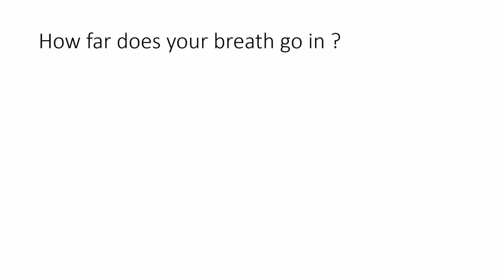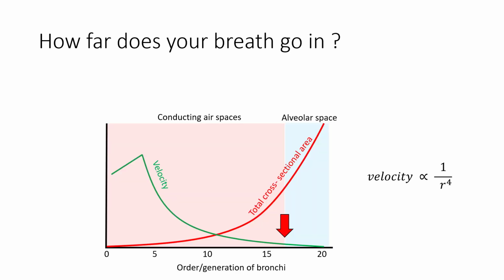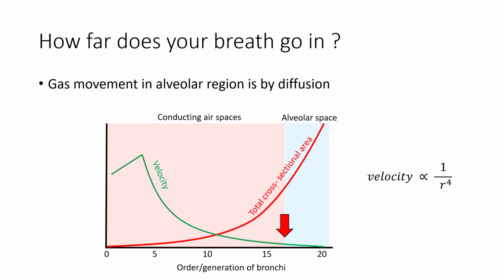So let's look at this question. How far does your breath go in? You know that the velocity in a tube is inversely proportional to the fourth power of the radius, and as the air moves from the trachea to the level of alveoli, the total cross-sectional area increases, and thus the velocity drops pretty fast. And in the last couple of generations of the bronchi, that is at the alveolar level, the velocity is almost 0. So the gases here move mostly by diffusion.